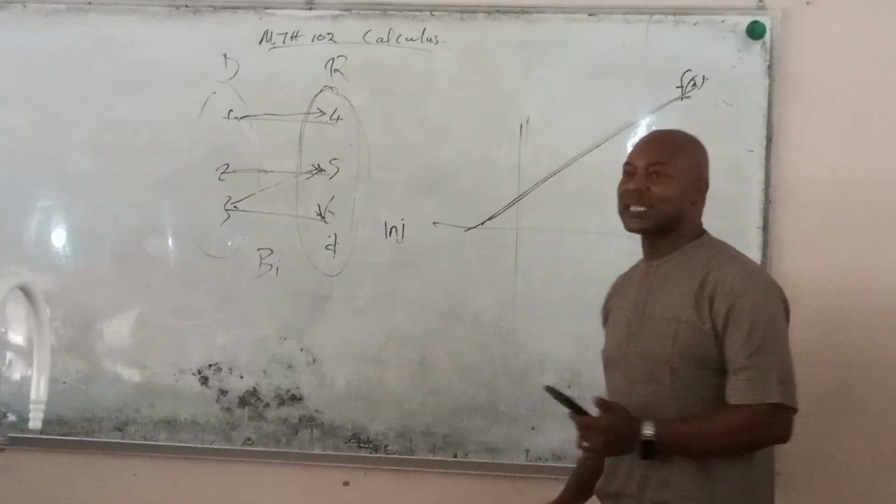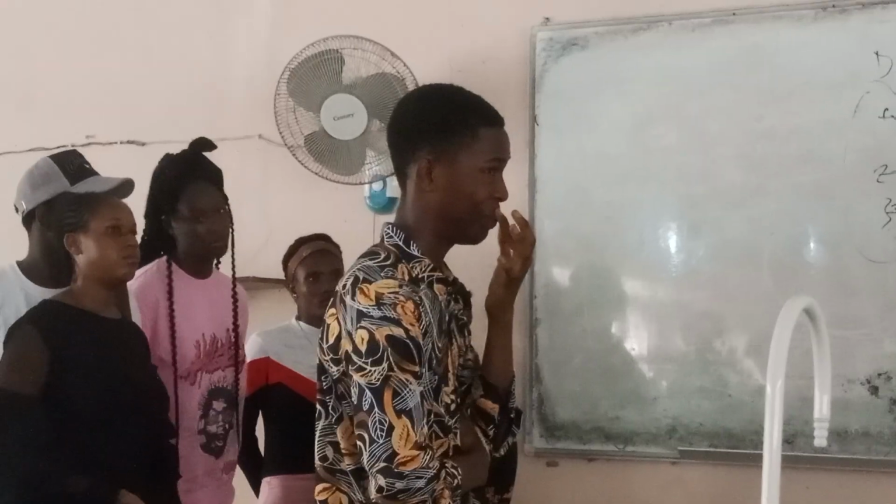It's a linear function. This boy is saying that after plotting a graph, if you have this, that is a linear function. That's correct. That's a straight line graph.